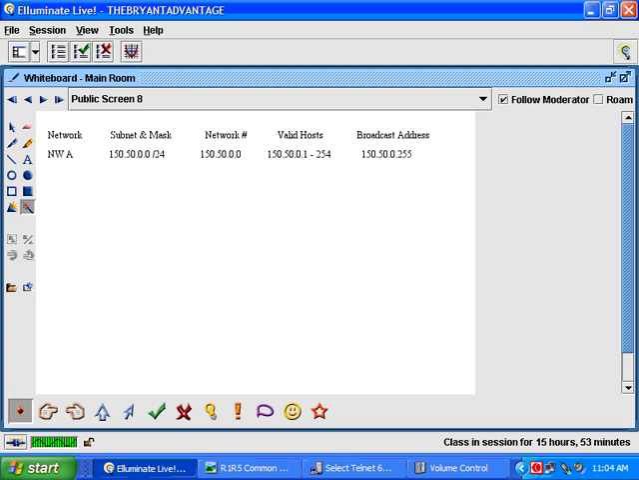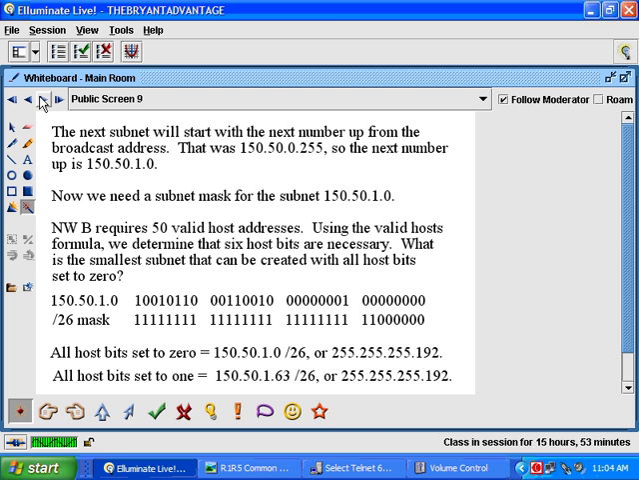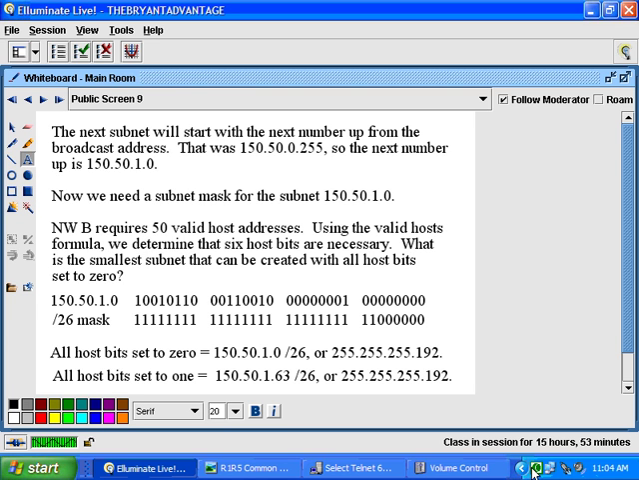So that's how we get started. And you want to keep this chart as you go along, and we're going to keep coming back and revisiting it. Because now we've got to come up with the plan for network B. And how we start that is with the next number up from the broadcast address of the last subnet that we created. So that was 150.50.0.255. The next number up from that in binary is 150.50.1.0.